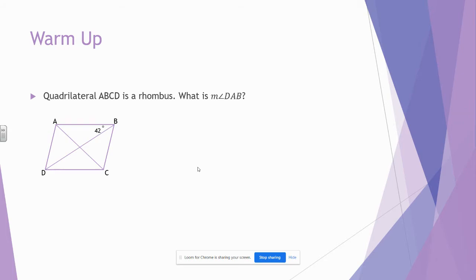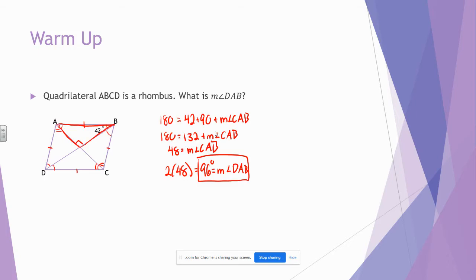We have a quadrilateral ABCD and we're told it's a rhombus. We want to find the measure of DAB. So go ahead, pause the video, work this out, and then I will go through it with you. All right, so hopefully you got something that looks like this.